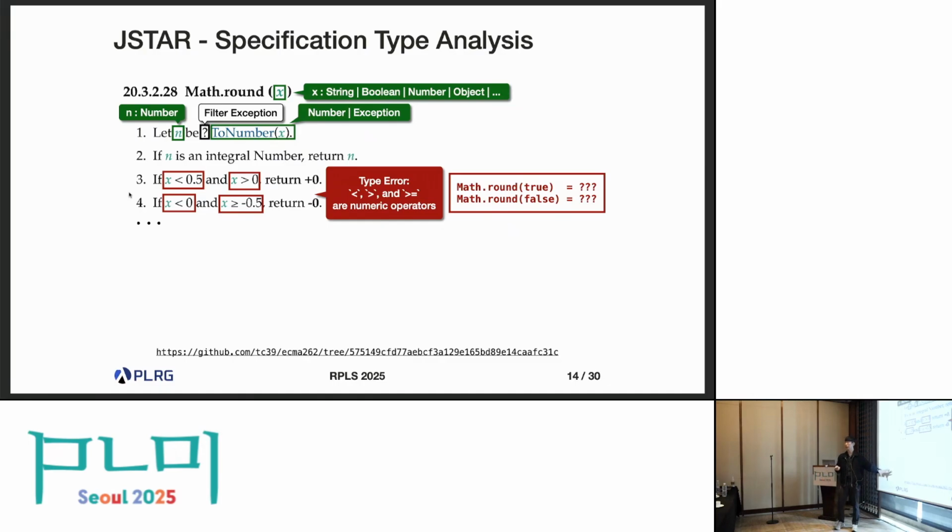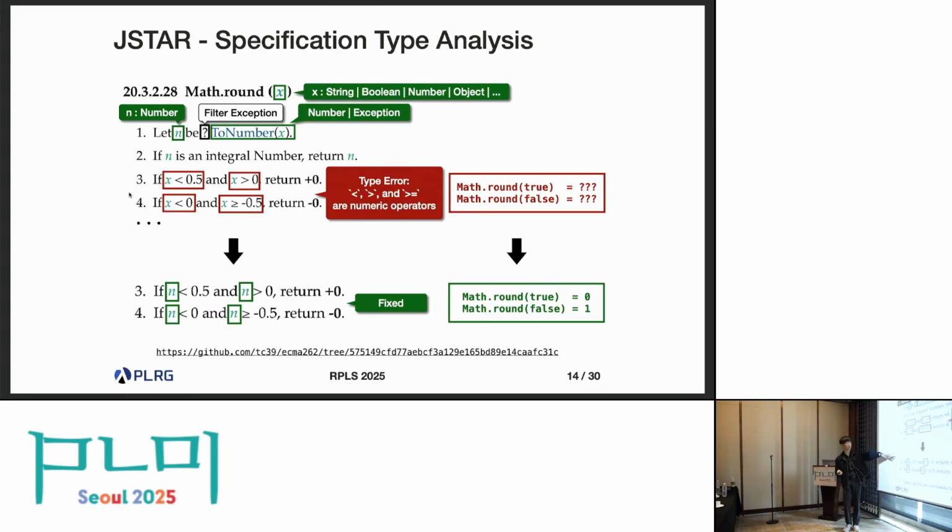But actually, this is not an official release version, because ECMA-262 is maintained as an open source repository on GitHub. So this is an internal version. So at this point, in this internal version, it happens. But before releasing the actual official version, it was fixed. It looks like this, using n instead of x. Now we have the correct semantics, even when it takes Boolean values. So if we perform type analysis, we can detect these kinds of bugs and specification errors.